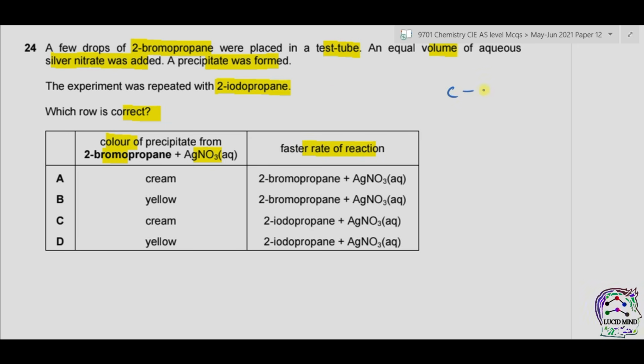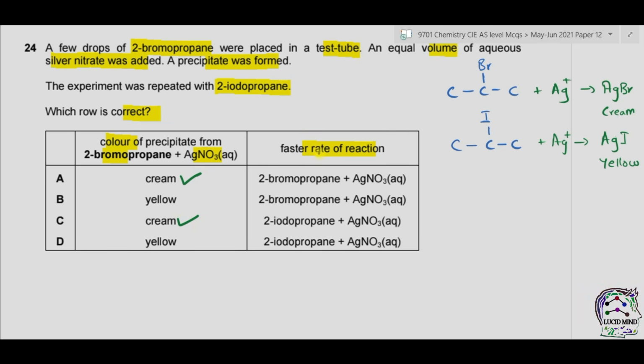In 2-bromopropane we have 3 carbon atoms, and on the second carbon atom we have a bromine atom attached. In 2-iodopropane we have 3 carbon atoms, and on the second carbon iodine is attached. With silver nitrate, bromopropane will form AgBr, which is a cream precipitate, while with iodopropane Ag+ will produce AgI, silver iodide, which is yellow in color. So for bromopropane the answer is cream.